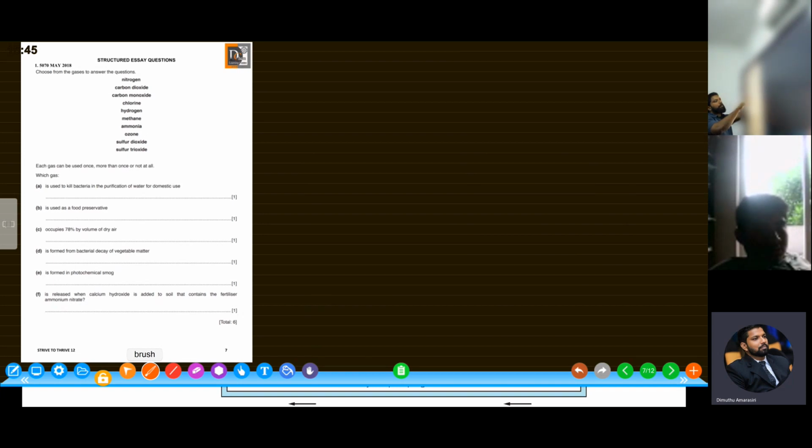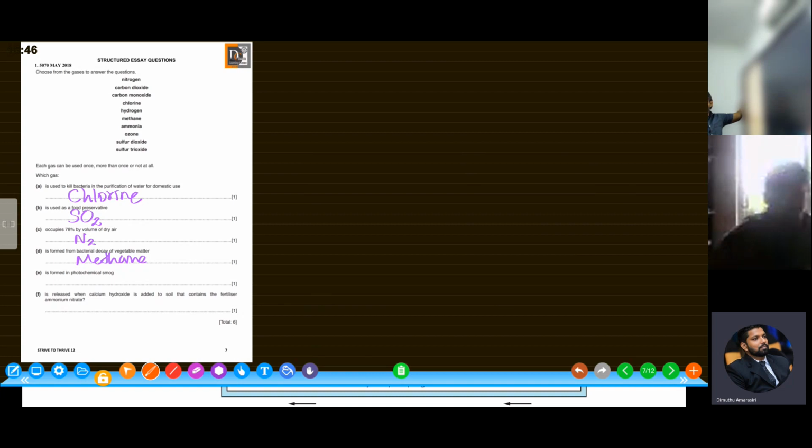Is used to kill bacteria in the purification of water. That should be ozone or chlorine. They have given chlorine. Is used as a food preservative, sulfur dioxide. It can kill bacteria. That's why. Number 78, nitrogen. Is formed when bacteria decay methane. Right? Question in the environmental mining.